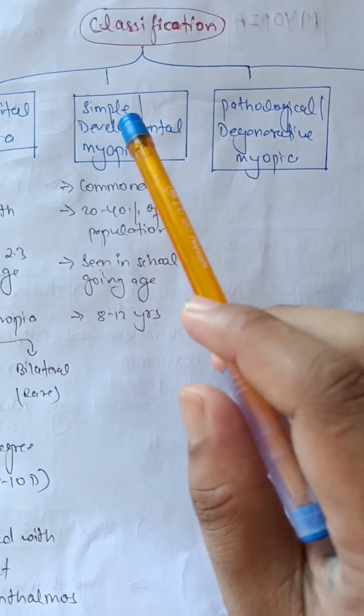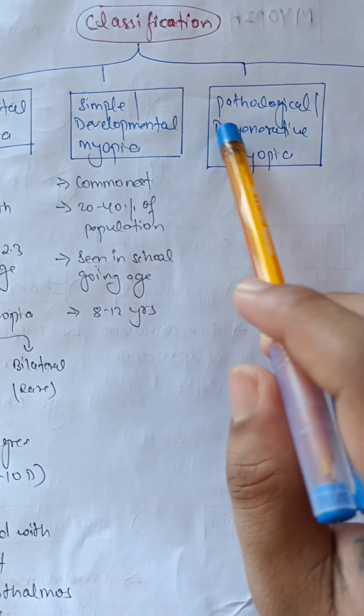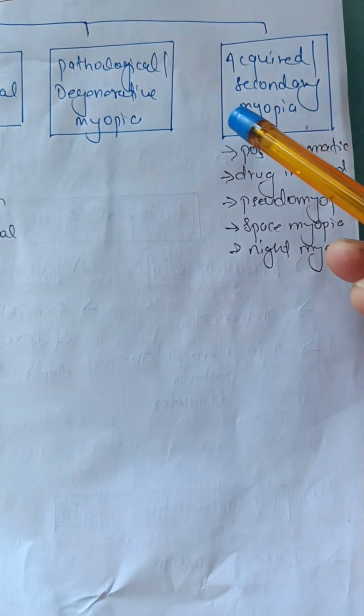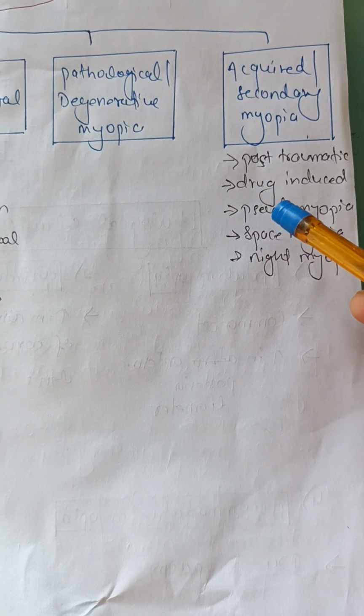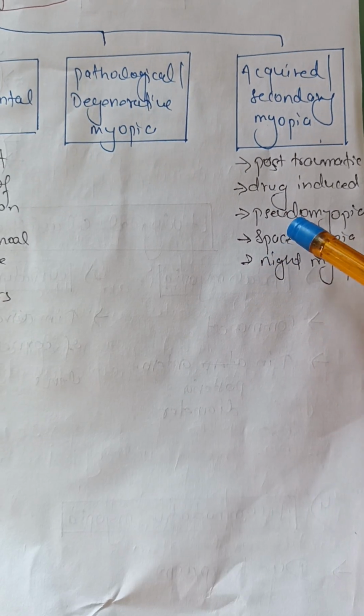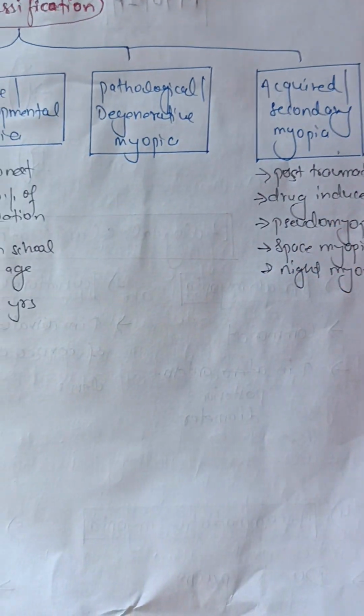And we will discuss later about simple developmental myopia and pathological myopia. So acquired or secondary myopia is mainly due to post-traumatic, drug-induced, pseudomyopia, space myopia, and night myopia.